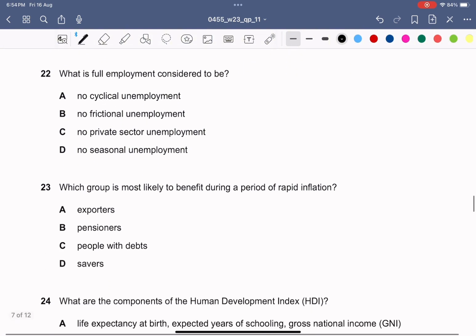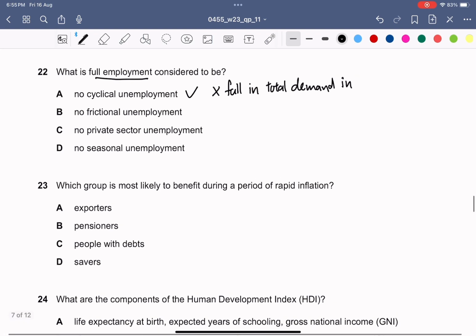22. What is full employment considered to be? A, no cyclical unemployment. Yes, this means that there's no unemployment caused by fall in total demand in the economy. B, no frictional unemployment. No, because this cannot be prevented. It occurs between people changing jobs. C, no private sector unemployment. It's wrong. D, no seasonal unemployment. Also wrong, because it also cannot be prevented. Occurs between changing seasons. So A is the answer.